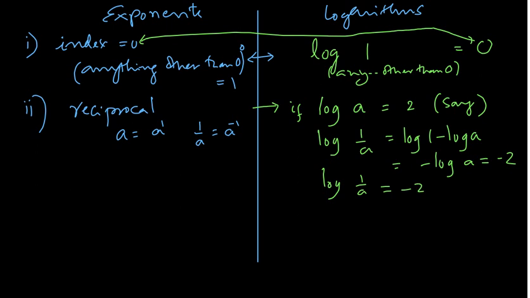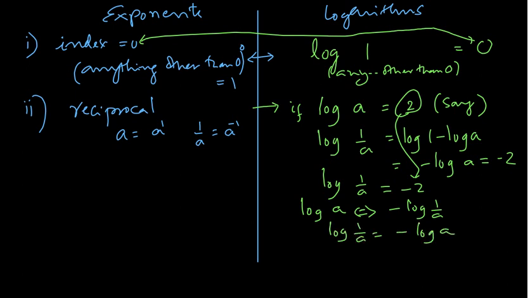Okay, in this case minus 2. Whatever is the value you have here, that minus will come. If this value is 3, then you will get minus 3. If this value is 4, whatever. So basically you would say log a is minus log 1 by a and vice versa. Log 1 by a is minus log a. That's the reciprocal property.